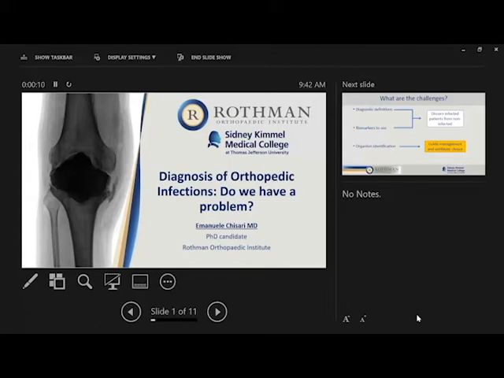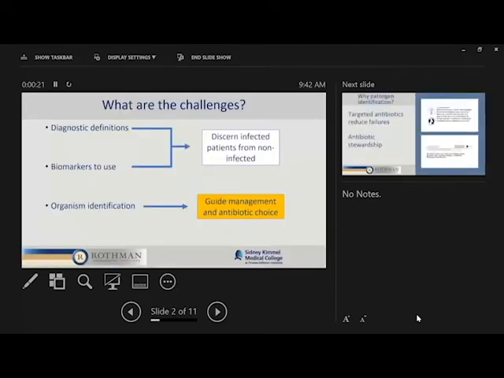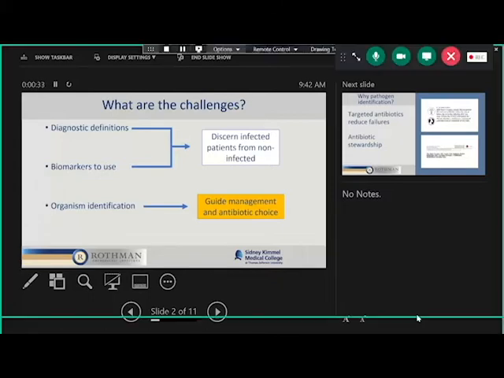So today in my talk, I want to focus on the problem that we want to address, and it's about the diagnosis of orthopedic infection. I think there are two main challenges. The first one is about separating infected patients from non-infected. This is usually discussed in many meetings: which diagnostic definition is the most sensitive, the most appropriate, which biomarker is the best to use, what kind of clinical sign we should look for. But this is not really the topic of discussion. What we are talking about today is organism identification.